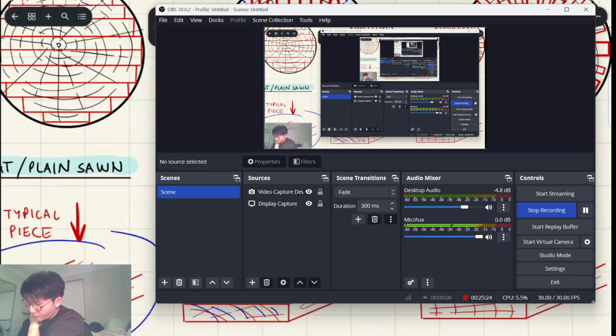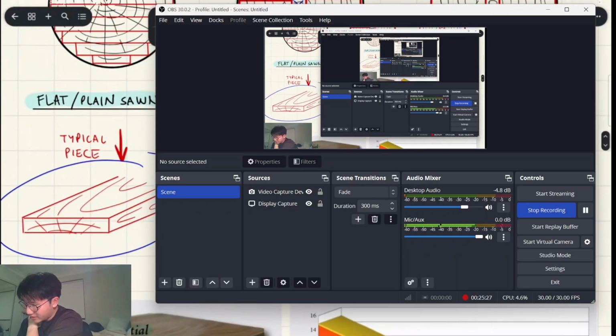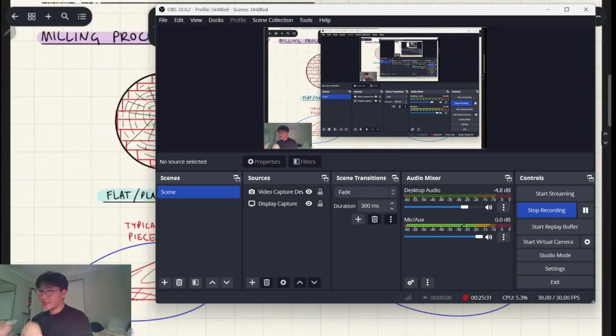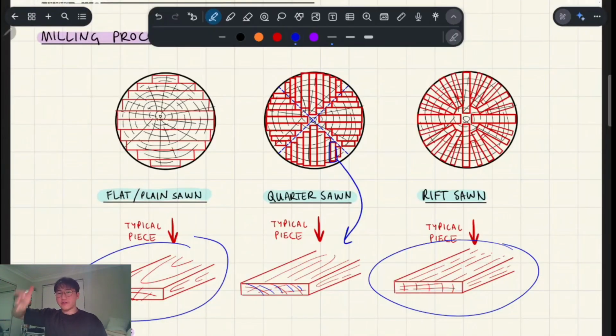Okay, so where was I going with that? So rift sawn, you can see that these growth rings are perfectly in line with each other, and that's if you keep turning your blade or your material that you're trying to cut, right?